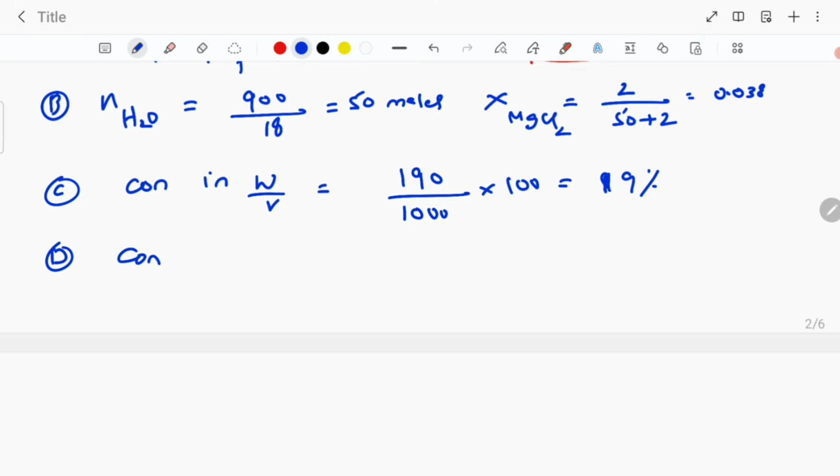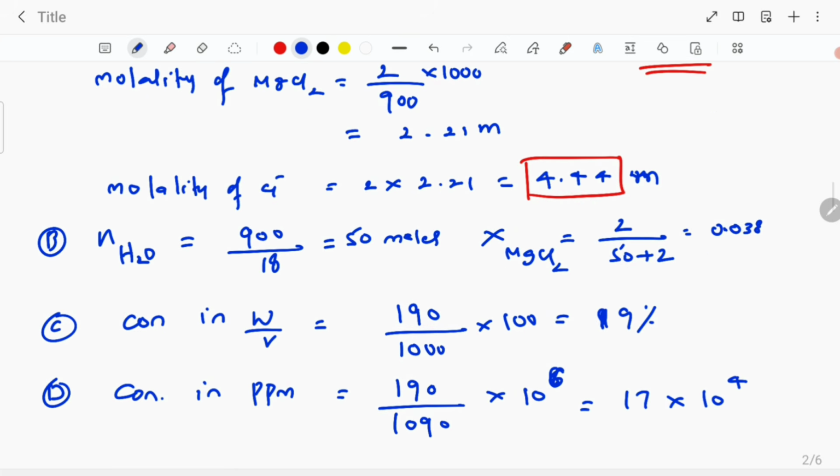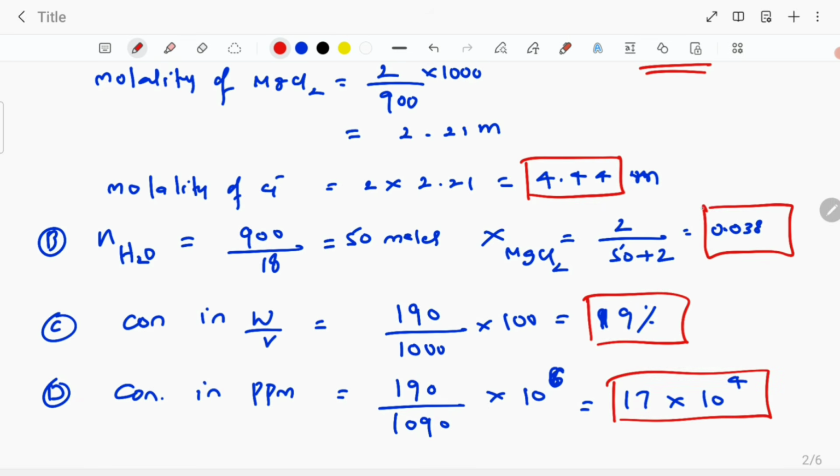Similarly, concentration in ppm, how do we do it? Weight of solute by weight of solution into million, that is 10 power 6. So here you will get 17 into 10 power 4. Now, for the incorrect options, first you see the answers here: 17 into 10 power 4, 19%, 0.038.